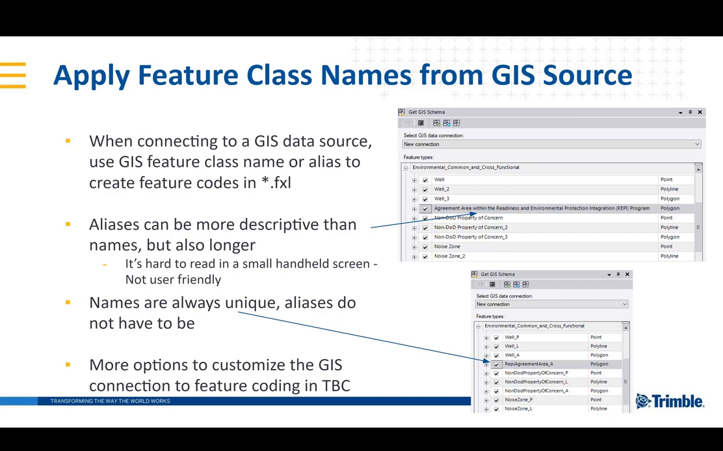And if you'd like, you can use names. Names are always unique, but aliases do not have to be. So this gives you more options to customize the GIS connection to your feature coding in TBC.